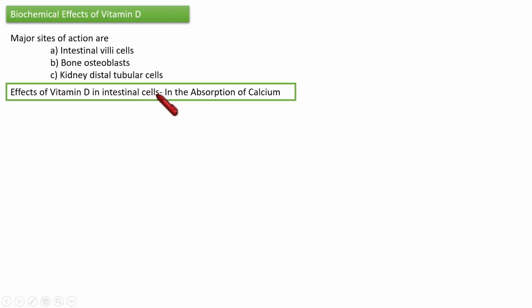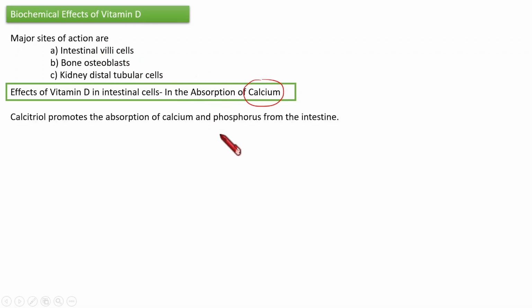First, we can learn about the role of vitamin D in intestinal villi cells. What is its role there? It helps in the absorption of calcium in the intestinal villi cell. This calcitriol, that means vitamin D, promotes the absorption of calcium and phosphorus from the intestine. How it happens, we need to understand thoroughly.